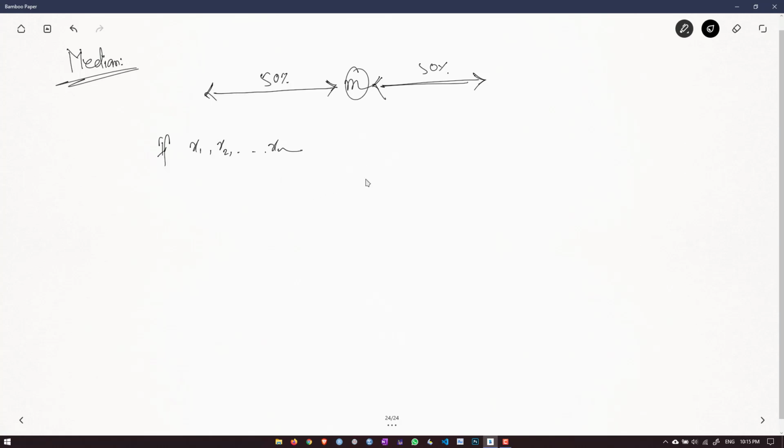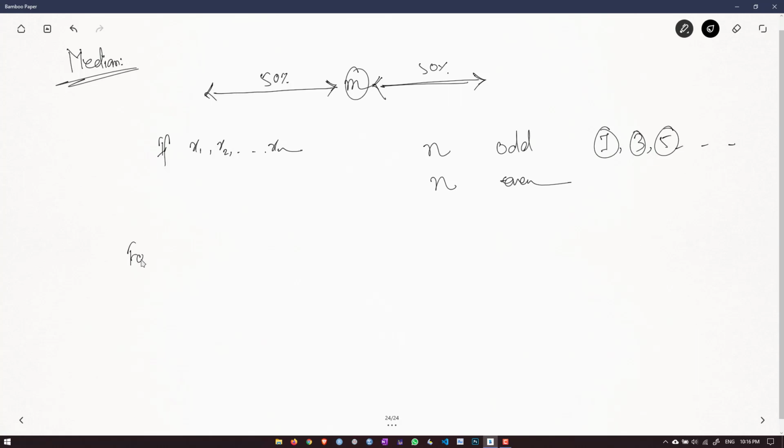dependent on the number of observations, whether your number of observations n is odd or even, right? Odd means 1, 3, 5, etc. So if your number of observations is odd, then it is quite simple to calculate median. It is the middlemost value. But in case of even numbers, the median is a combination of the two middlemost values.